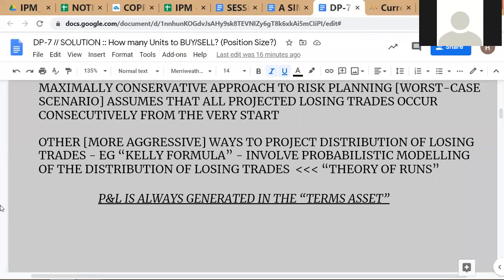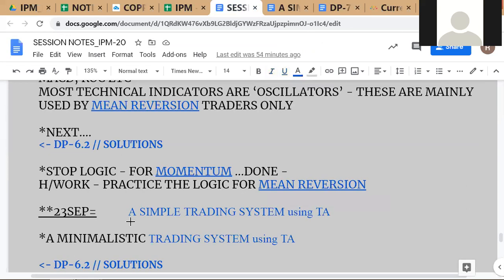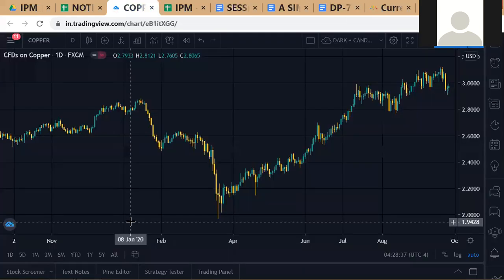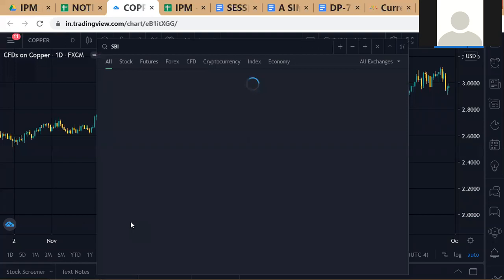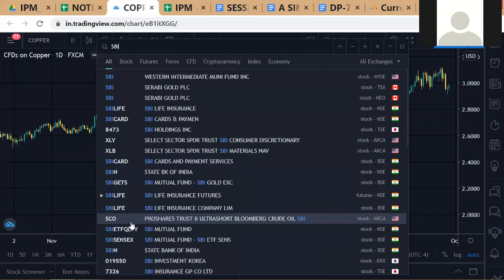Sir, what if foreign investors were investing in Indian equities? For them, would the terms asset be INR or USD? No, it is still INR for them. Let's say they're investing in SBI. Okay, so where is SBI, State Bank of India, BSE.